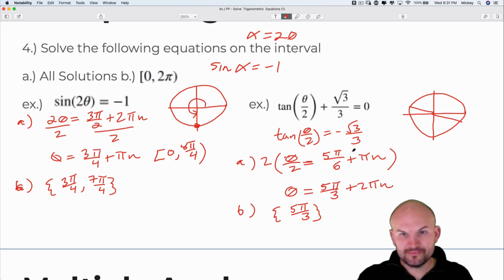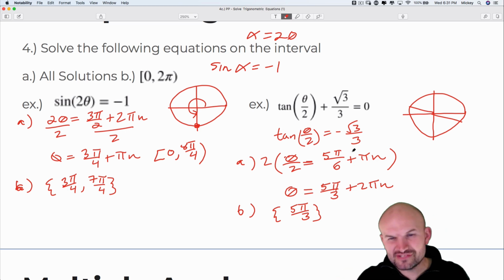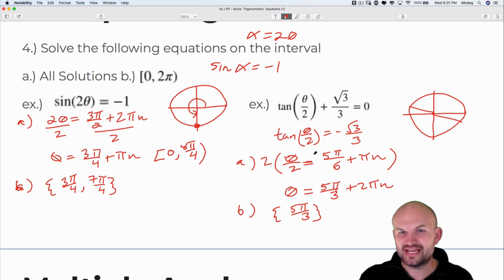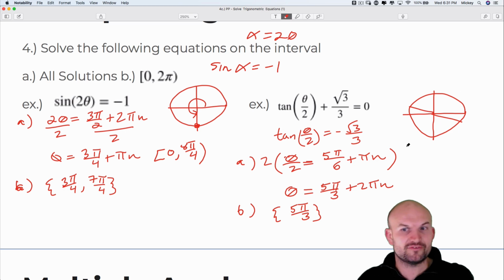For the next example, now we have a little bit of operations, which is fine, right? Just subtract the square root of 3 over 3, and then we have tangent of theta divided by 2. We need to know when that's going to be true, and hopefully you recognize that it's going to have the reference angle of pi over 6, but tangent's negative, so we know it has to be in the second quadrant as well as the fourth quadrant, right? It can't be in the first and the third. That's when tangent's positive. And we recognize, as far as all solutions, it's just going to be 5 pi over 6 plus pi n.